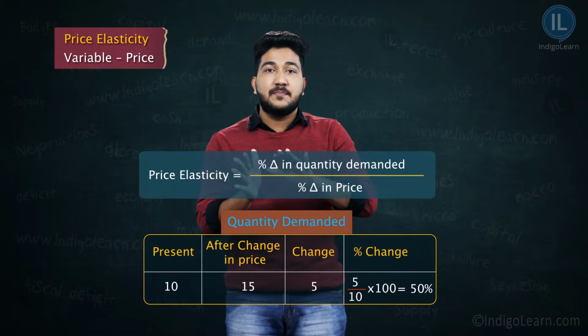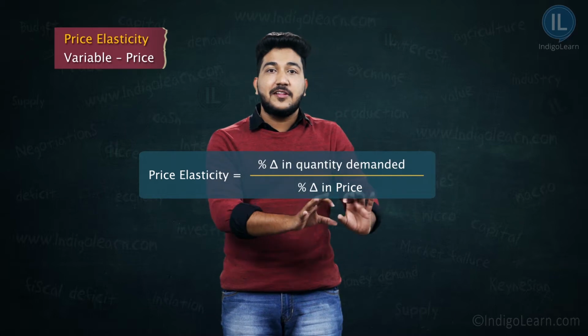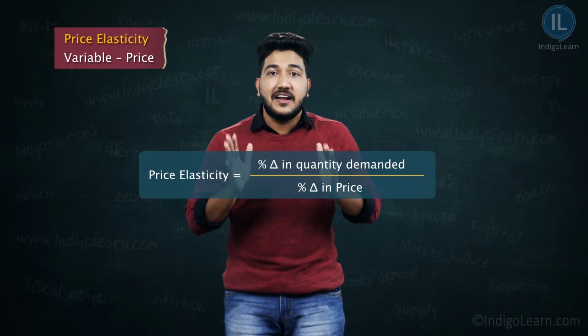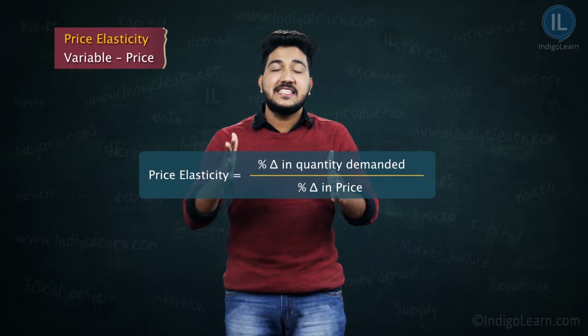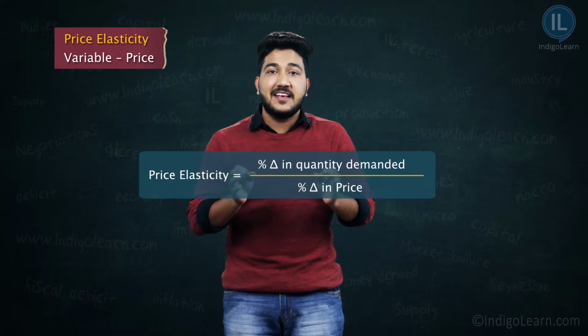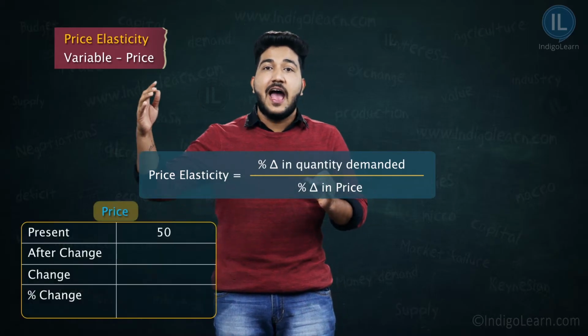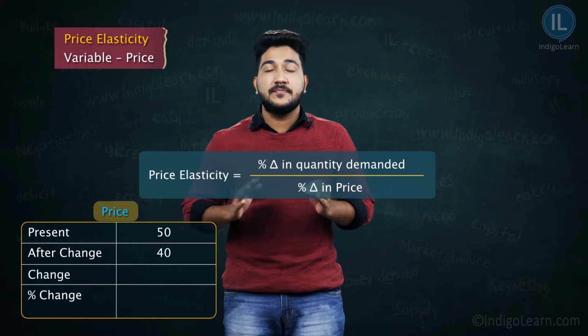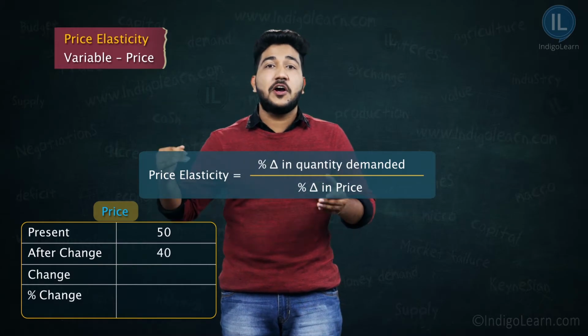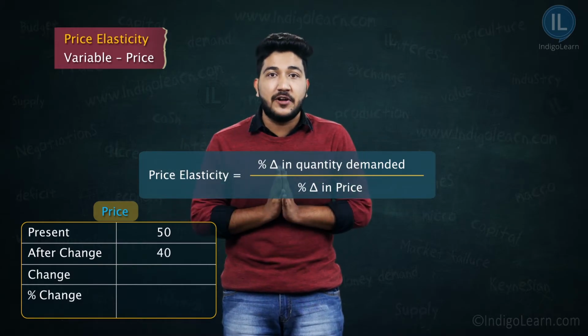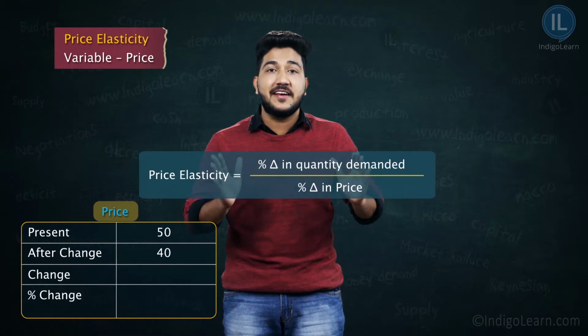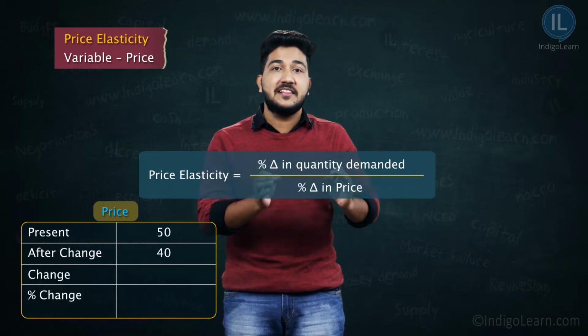Let us keep this particular thing aside and let us look at the denominator. The denominator is percentage change in price. Let us say the price was 50 and now the price became 40. Because the price reduced, the quantity increased. That relationship we already know. Correct? So the denominator says percentage change in the price.